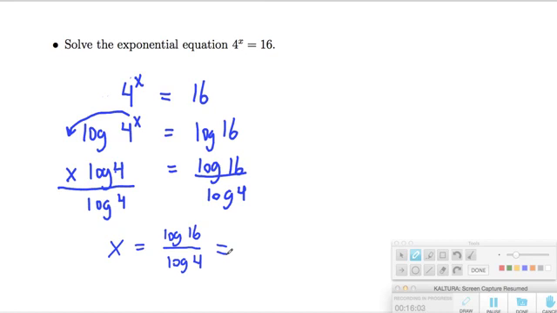But in this case, the problem will actually turn out to be an exact value. So in your calculator, if you do log of 16 divided by log of 4, and you should check this on your own calculator, you should get 2 as the answer. Again, notice how we knew the answer was 2, but if we hadn't noticed that, we could have used properties of logs to solve this problem.